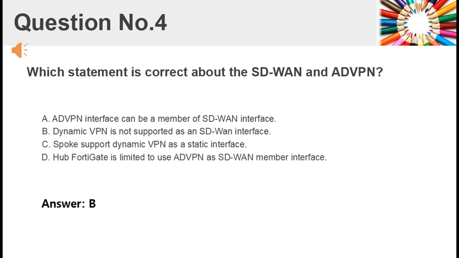Which statement is correct about the SD-WAN and ADVPN? A. ADVPN interface can be a member of SD-WAN interface. B. Dynamic VPN is not supported as an SD-WAN interface. C. Spoke support dynamic VPN as a static interface. D. Hub FortiGate is limited to use ADVPN as SD-WAN member interface. Answer: B.